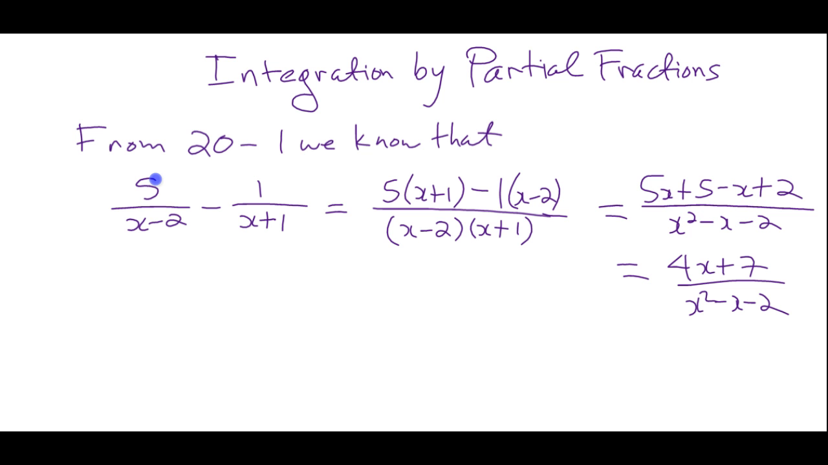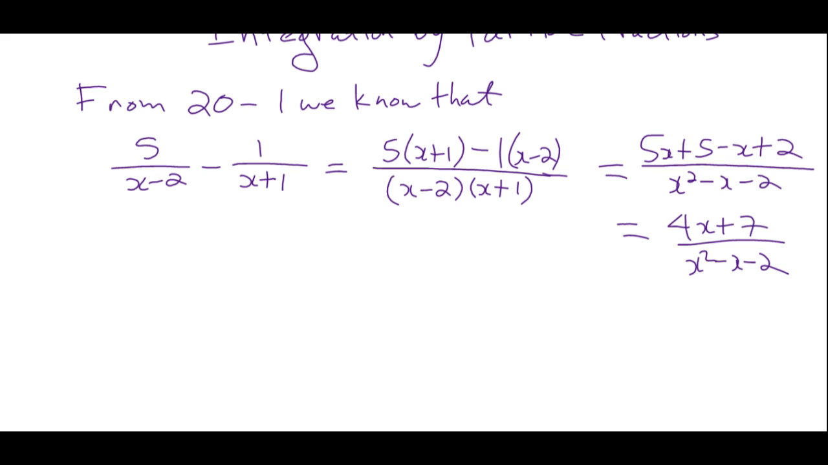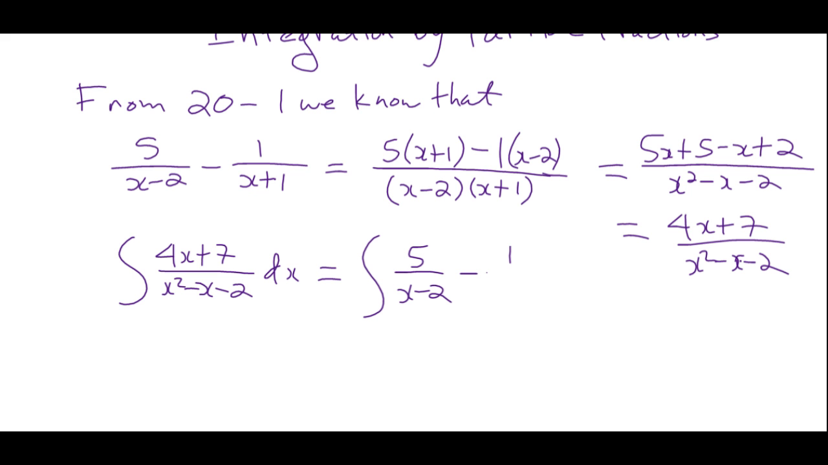Okay, so here's the deal. If I said, what is the integral of (4x + 7) over (x squared minus x minus 2) dx? You would say, I don't know, how do you do that? But if we say, wait a second, isn't that just the integral of 5 over x minus 2 minus 1 over x plus 1 dx? I mean, those are the same thing, right?